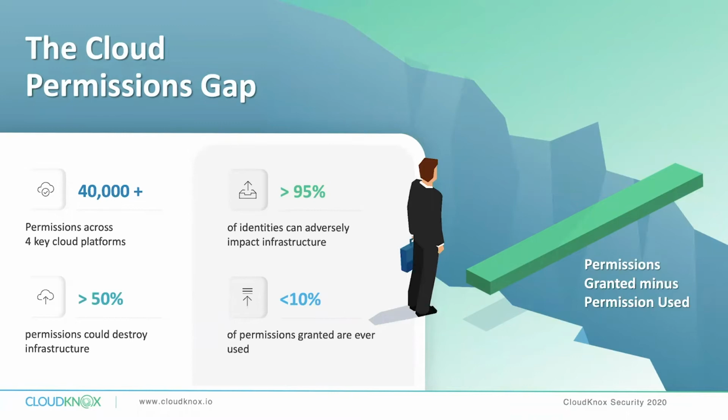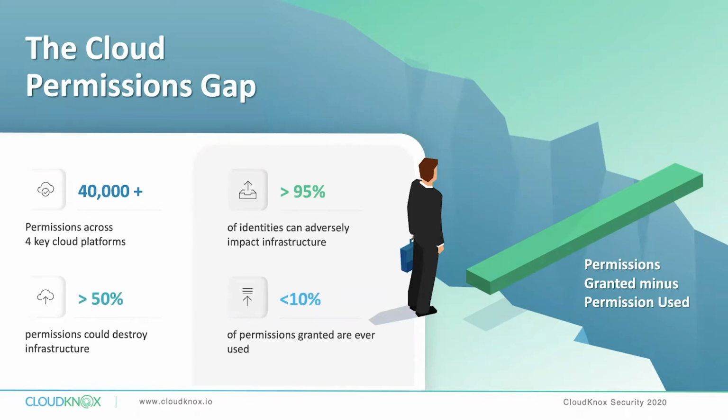And that implies that they could cause catastrophic damage if any of those permissions, or a combination of those permissions, are used improperly. What we also discovered at CloudKnox, based on over 100 assessments that we've performed, is that over 95% of privileged identities were grossly over permissioned and obviously could adversely impact the infrastructure. We also discovered that these identities were using less than 10% of the permissions that they had been granted, effectively leaving the other 90% of unused permissions wide open to exploitation.